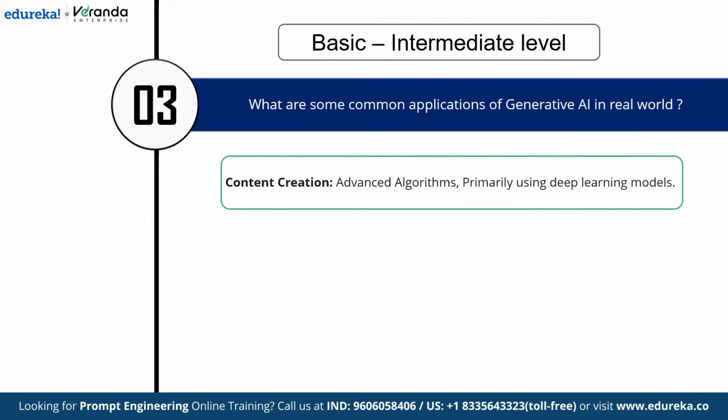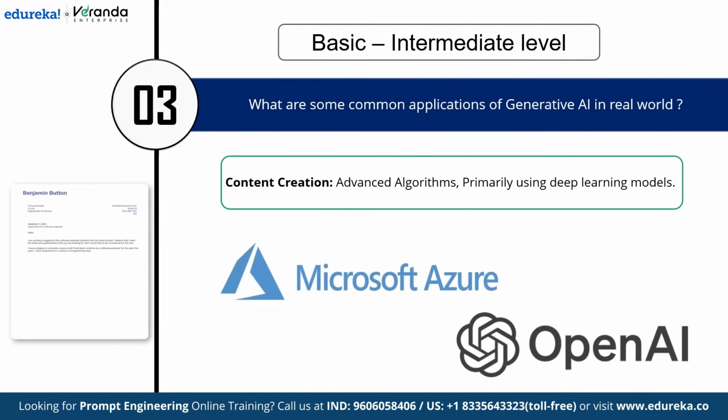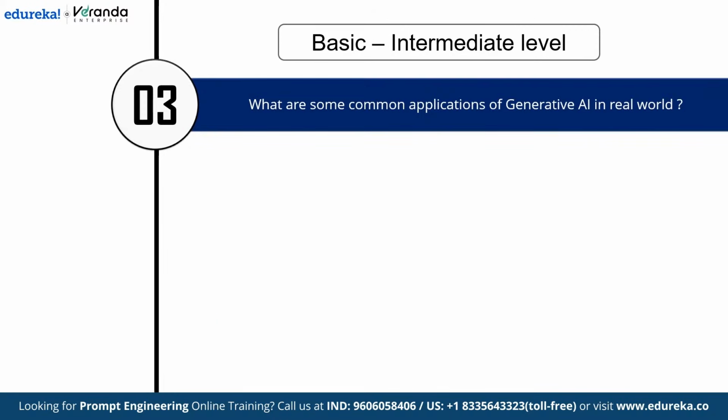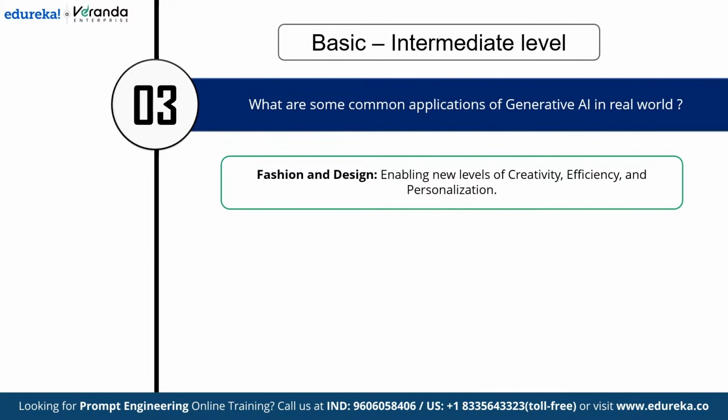Next, in content creation. In the field of content creation, companies like Microsoft Azure and OpenAI, the creators of ChatGPT, are developing advanced algorithms to generate unique and innovative content. This content not only captivates audiences but is also highly appreciated by critics, showcasing the transformative potential of generative AI in creative industries.